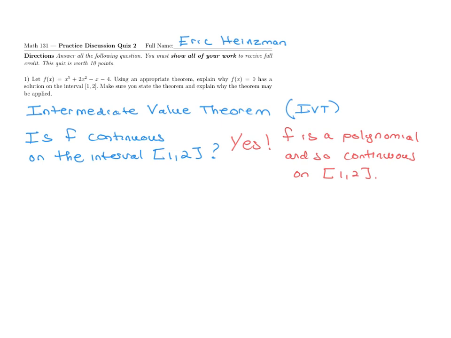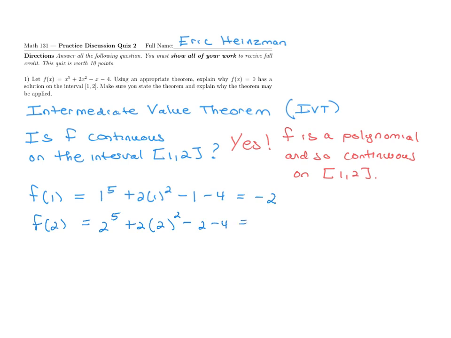So next step is I want to compute f of 1. F of 1 is equal to 1 to the fifth plus 2 times 1 squared minus 1 minus 4. If we simplify that, that's 1 plus 2 minus 1 is 1 minus 4 is negative 2. Next, I'll check f of 2. That's 2 to the fifth plus 2 times 2 squared minus 2 minus 4. So 32 plus 16 minus 2 minus 4. Okay, that's 34.